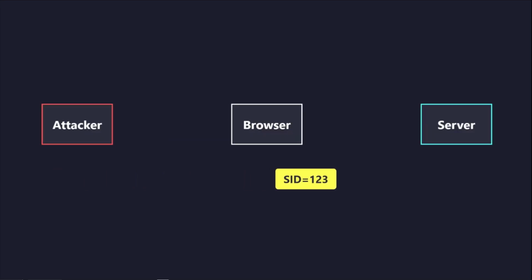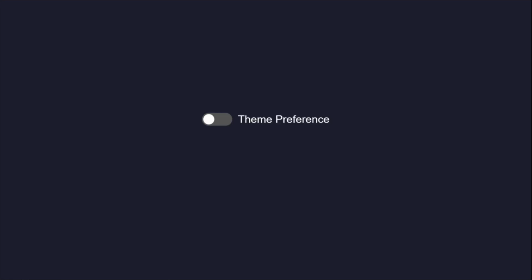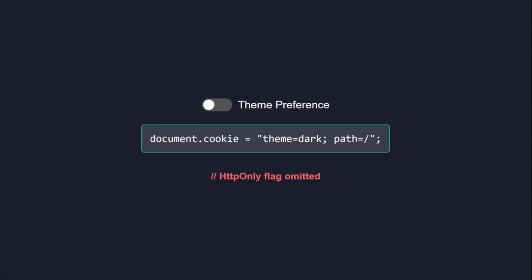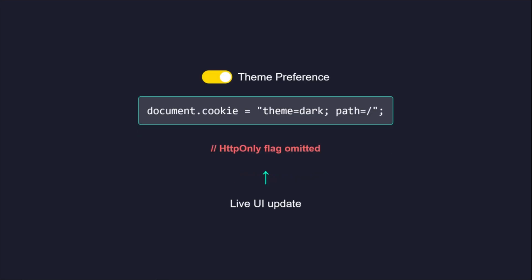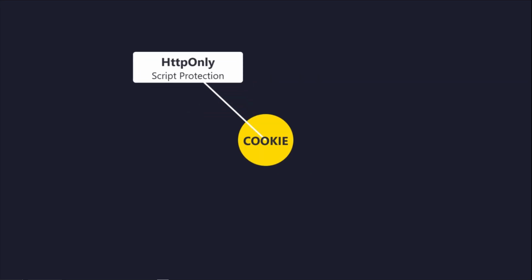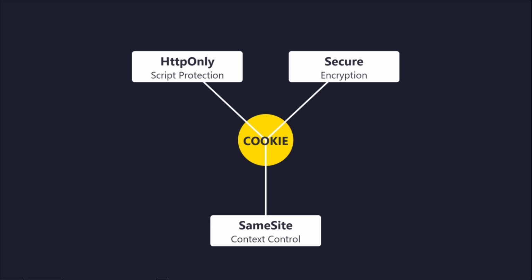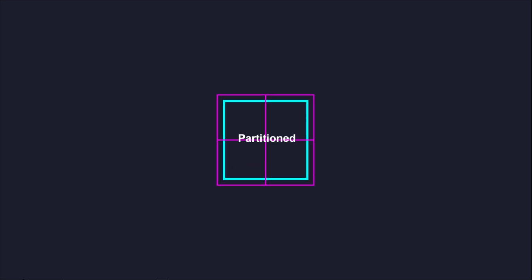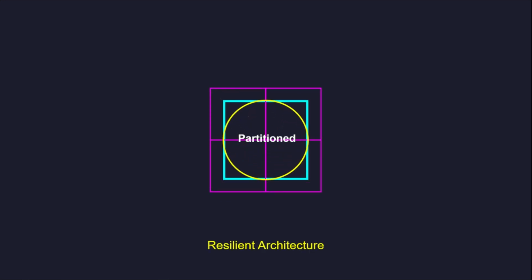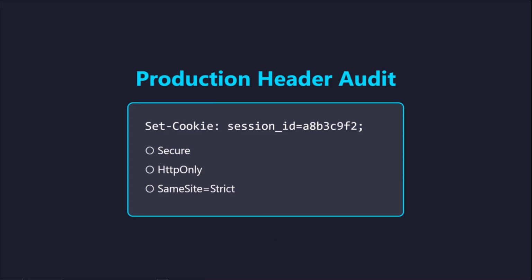Always regenerate session identifiers upon successful login to prevent attackers from presetting a known cookie value in a user's browser. For non-sensitive data, like theme preferences, you may omit HTTP-only to allow your scripts to update the interface instantly. Secure cookies require a combination of HTTP-only for script protection, Secure for encryption, and SameSite for context control. As web standards evolve, staying informed on new attributes like Partitioned ensures your applications remain resilient against emerging threats.